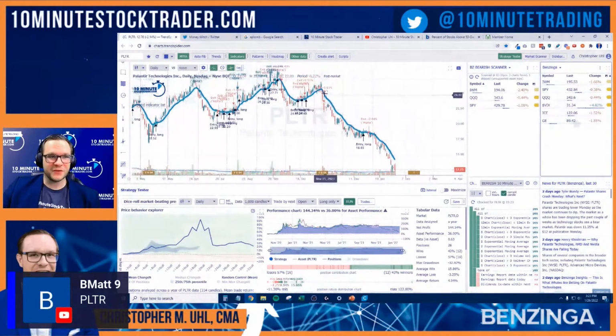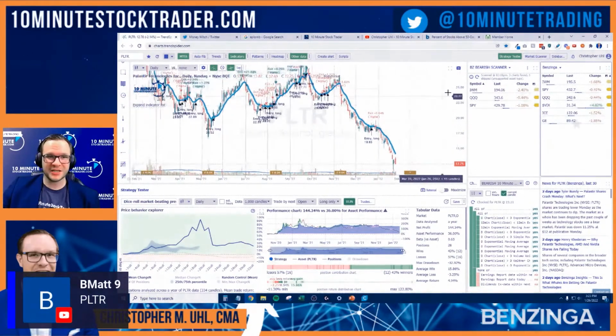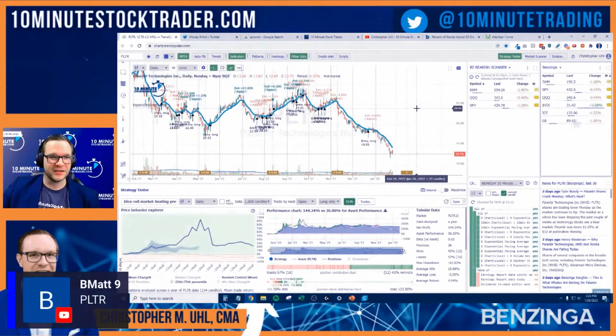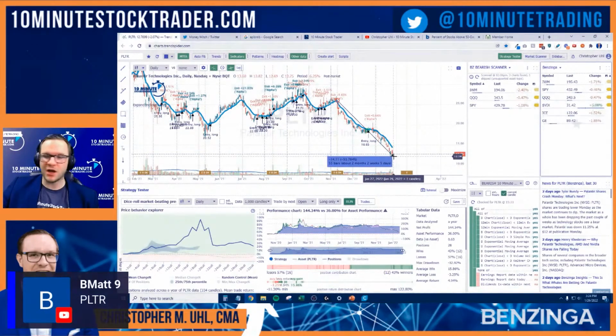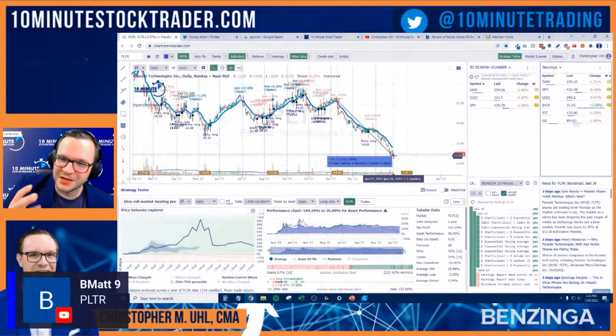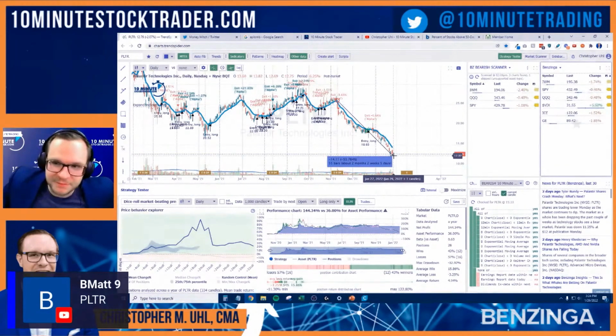Check this out. If you followed just a super simple strategy, I'm not trying to teach you how to trade top to bottom. We're just following a strategy, in and out, following one line. You would have missed all of this. Hang on. How big was this down move? You would have missed a 53% down move.